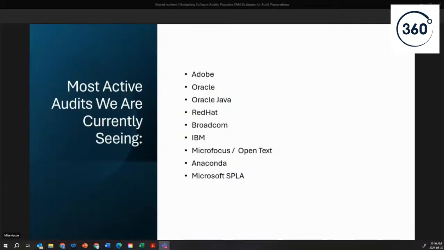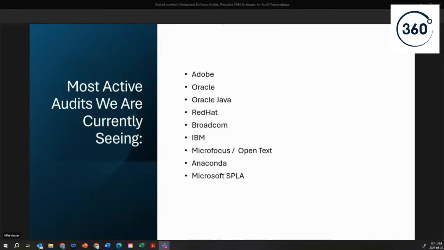Now, one of the questions I'm getting asked a lot, so I just thought I'd throw in a quick slide, is who are we actively seeing audit currently. These are the big ones that we're seeing: Adobe, Oracle, both on their traditional products and on the Java product, Red Hat, Broadcom, IBM, Micro Focus / OpenText, Anaconda, and Microsoft. We haven't seen a lot of Microsoft audits lately, but they are auditing for their service provider license agreements. So MSPs are getting audited on the SPLA side, much more so than on the traditional Microsoft side.